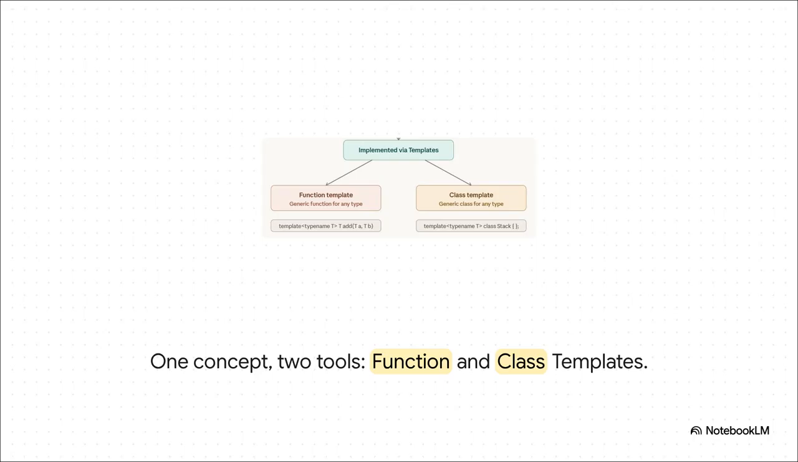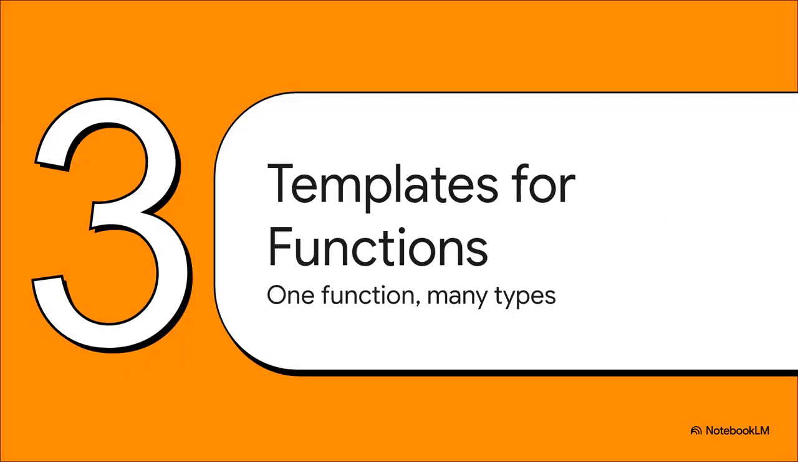So in the world of C++, this idea of generic programming isn't just a philosophy. It's a concrete feature called templates. And as you can see, templates basically come in two main flavors that we're going to break down. Function templates for making generic functions, and class templates for making generic classes. All right, let's dive into our first type, function templates.